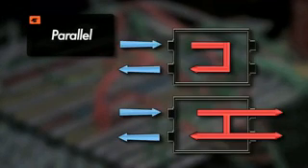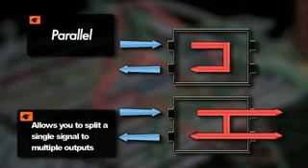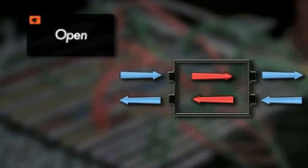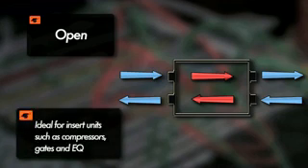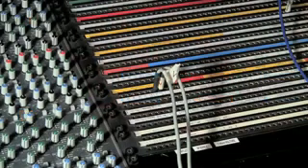The parallel mode allows you to split the signal with the back input feeding both front patch points and the rear output. This allows you to split a single signal to multiple outputs. In an open mode of operation, the patchbay will not route any signal without the use of a patch cable. This mode is the best mode for insert units such as compressors, gates, and EQs. This is because it doesn't allow the units to feed back into themselves as the normaled and half-normaled modes would.